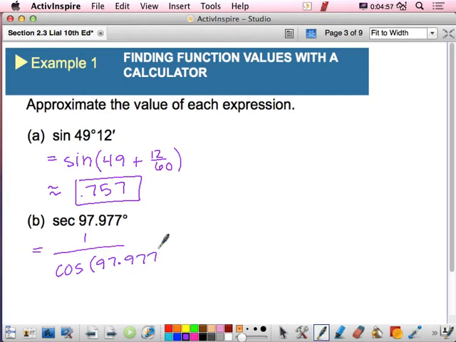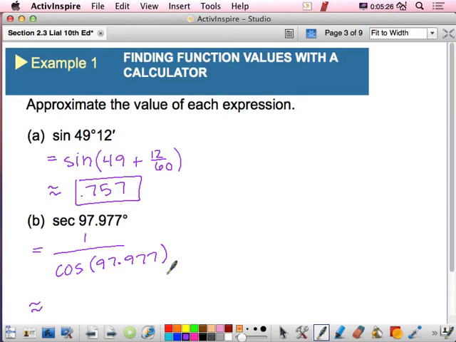And that's what we'll type into our calculator to get an approximation. If you want to do cosecant, you would type it in as 1 divided by sine of whatever your angle is. And cotangent, you would type it as 1 divided by tangent. That's why we memorize those reciprocal identities early on, so that we can use them to get out the function values that aren't on the calculator.